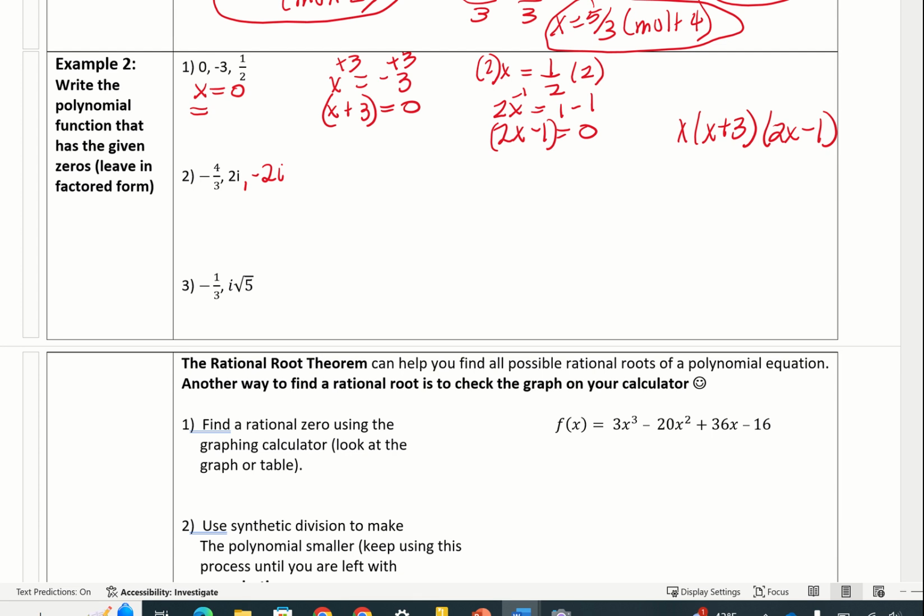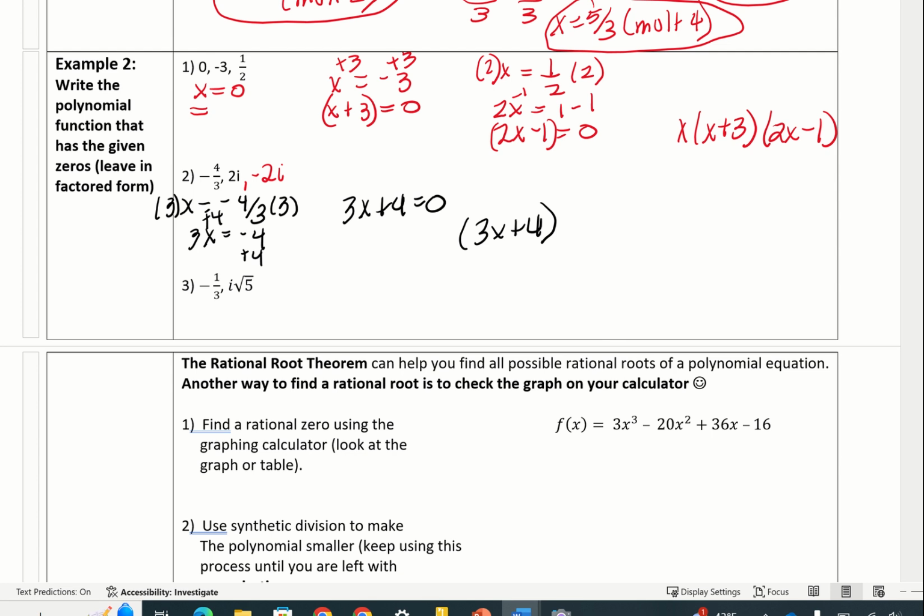But if we want to write this in its factored form, if we have x equals -4/3, then we are going to multiply this by 3, and we get 3x equals -4, and then we add 4 to each side. So our factor is actually 3x plus 4 equals 0. That's how you get -4/3. So it's just doing algebra backwards. And then you actually can leave the 2i's the way they are. So the factors would be 3x plus 4.